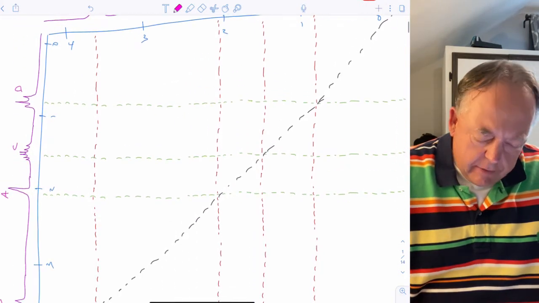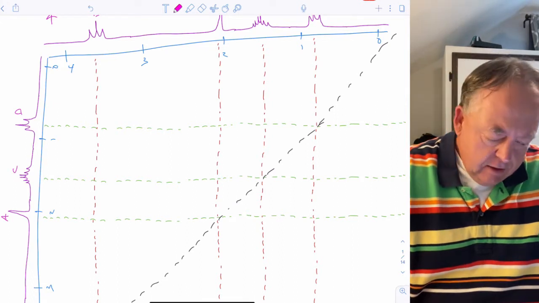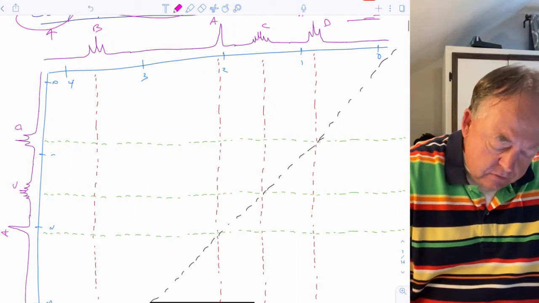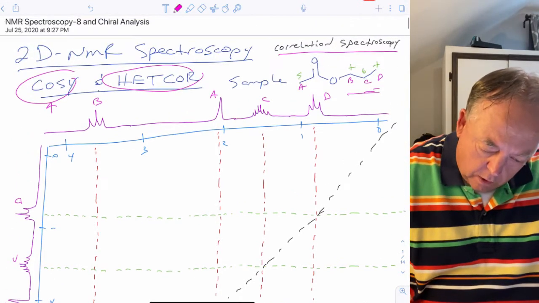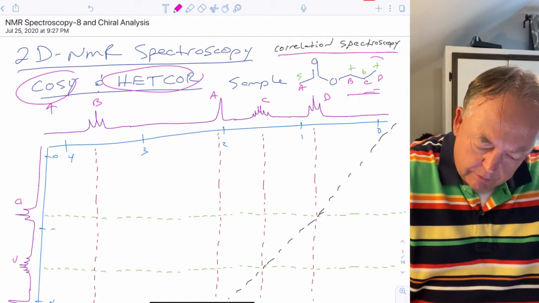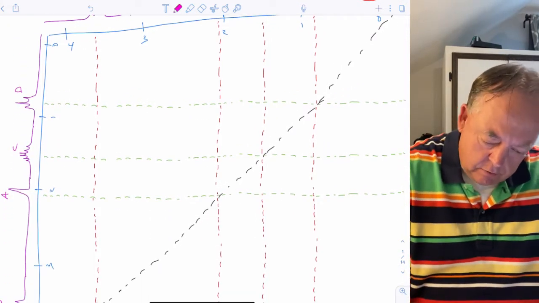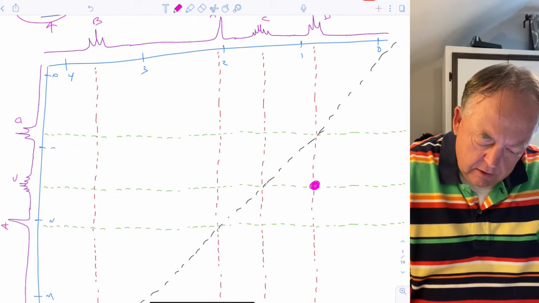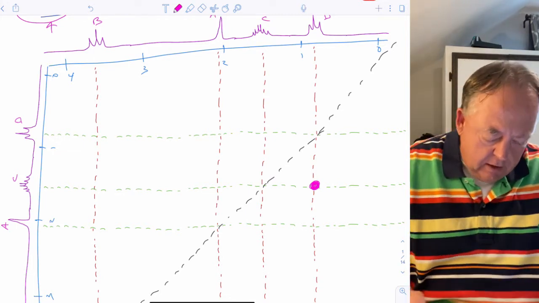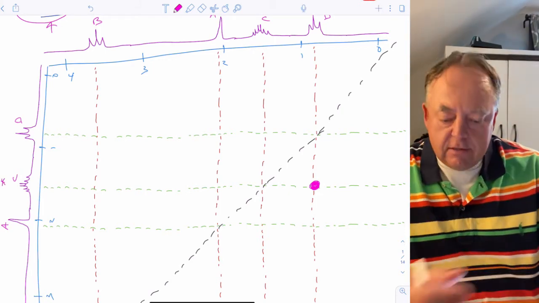The theory behind it is pretty complex. We're just going to look at how to interpret the spectra. So the signal D is a triplet. Why is D a triplet? Because it's coupled to the CH2, which is the sextet. So if we drop a vertical from D down into here, if we did the COSY, we would see a peak here, because D is coupled to C on the other axis.